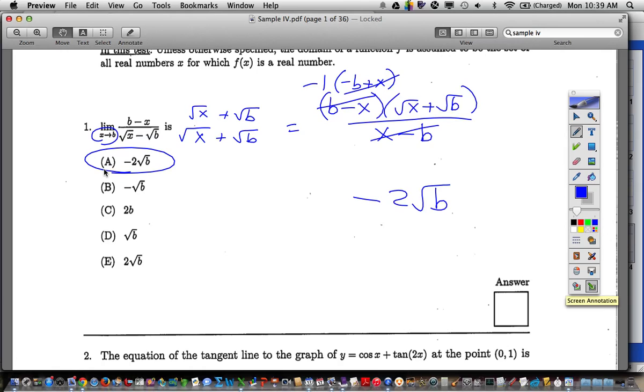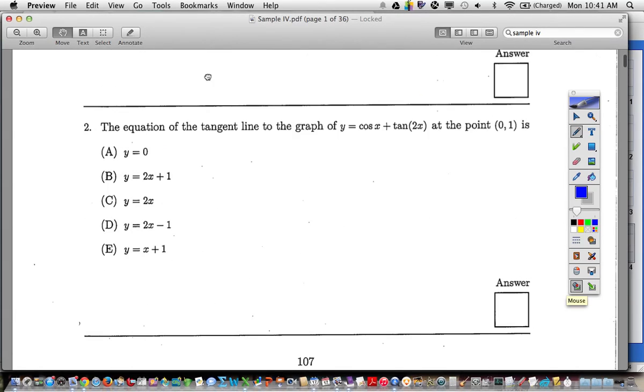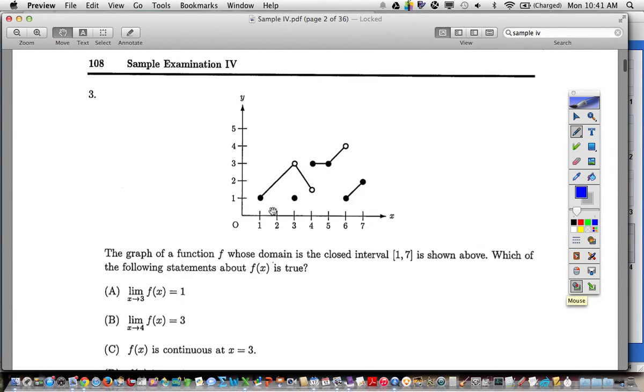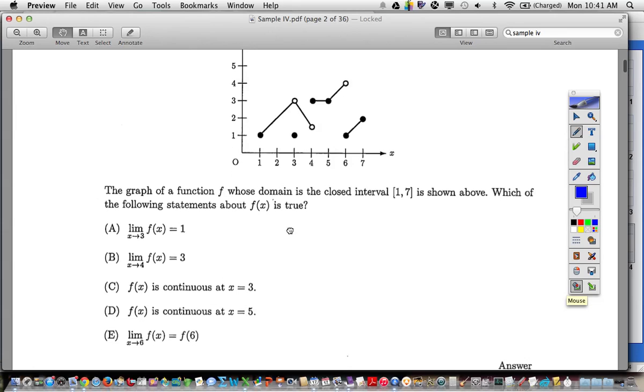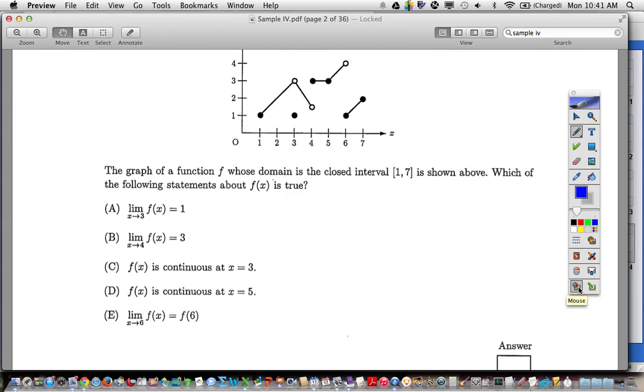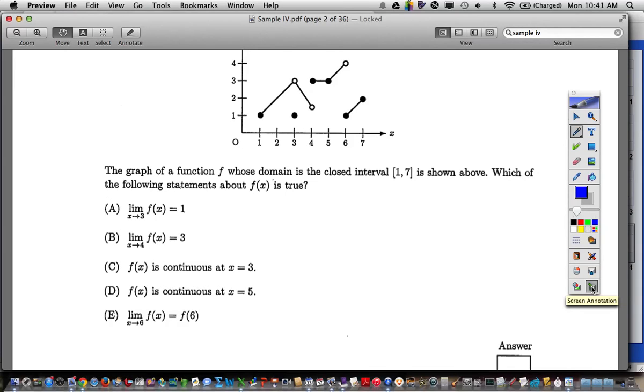Notice if you forget the -1, they also have that choice in there, right? I mean, so you got to be careful. All right, there's one right there. And we don't have to go very long before we see another kind of familiar problem with the graphs all piecewise and weird stuff going on.